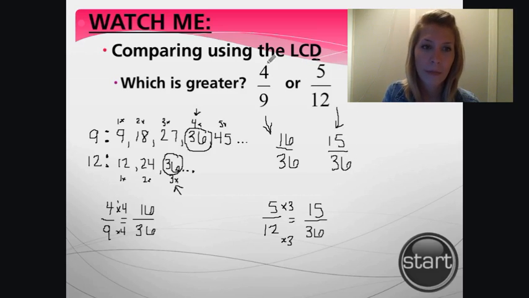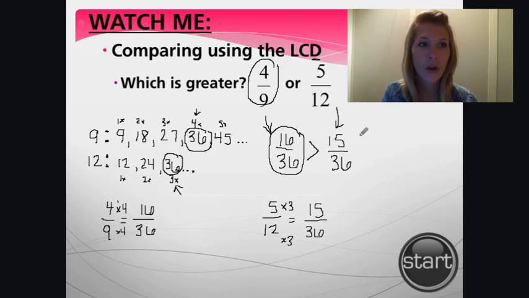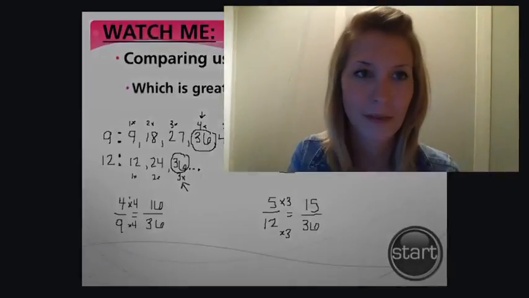Our question is, which is greater? Now that we have a least common denominator, we can compare our numerators to see that this fraction is greater than this one. So in other words, 4/9 is the greater fraction. We can also use our inequality symbol by writing this: 16 over 36 is greater than 15 over 36.